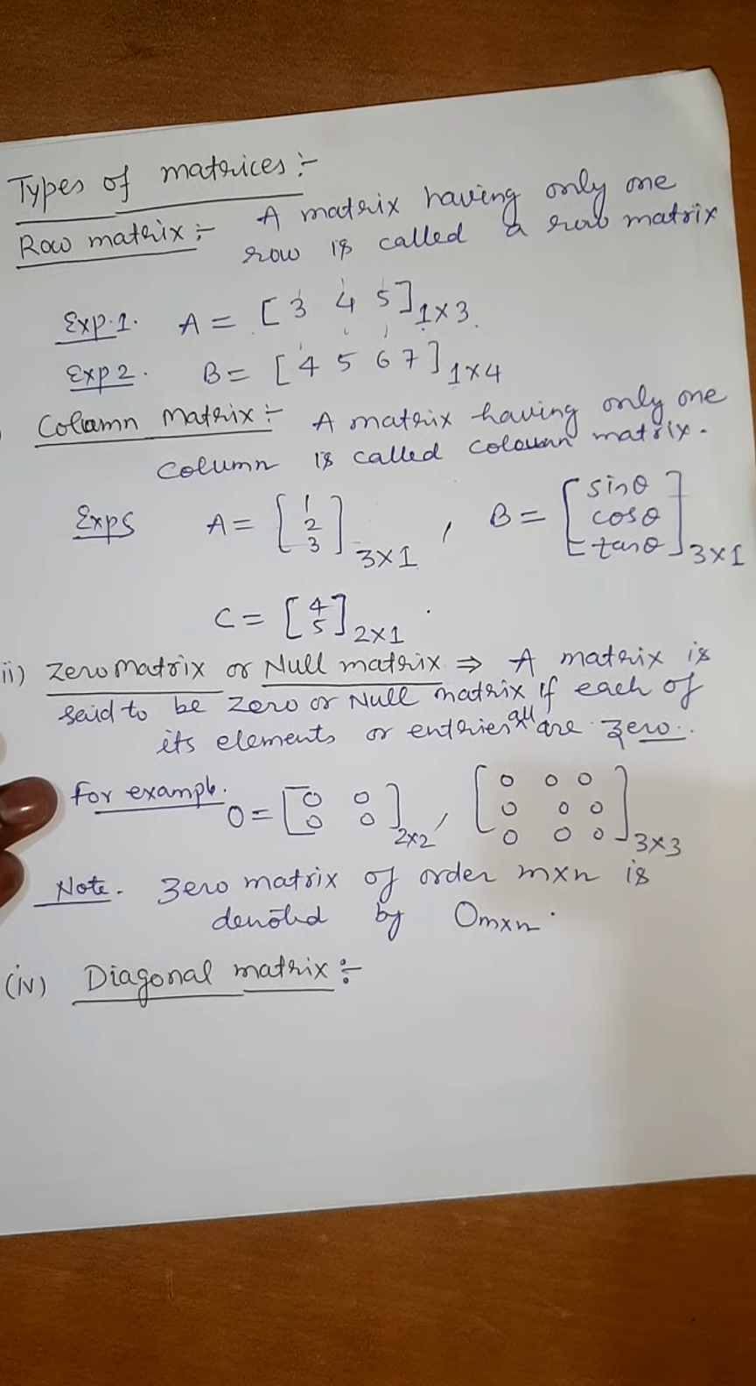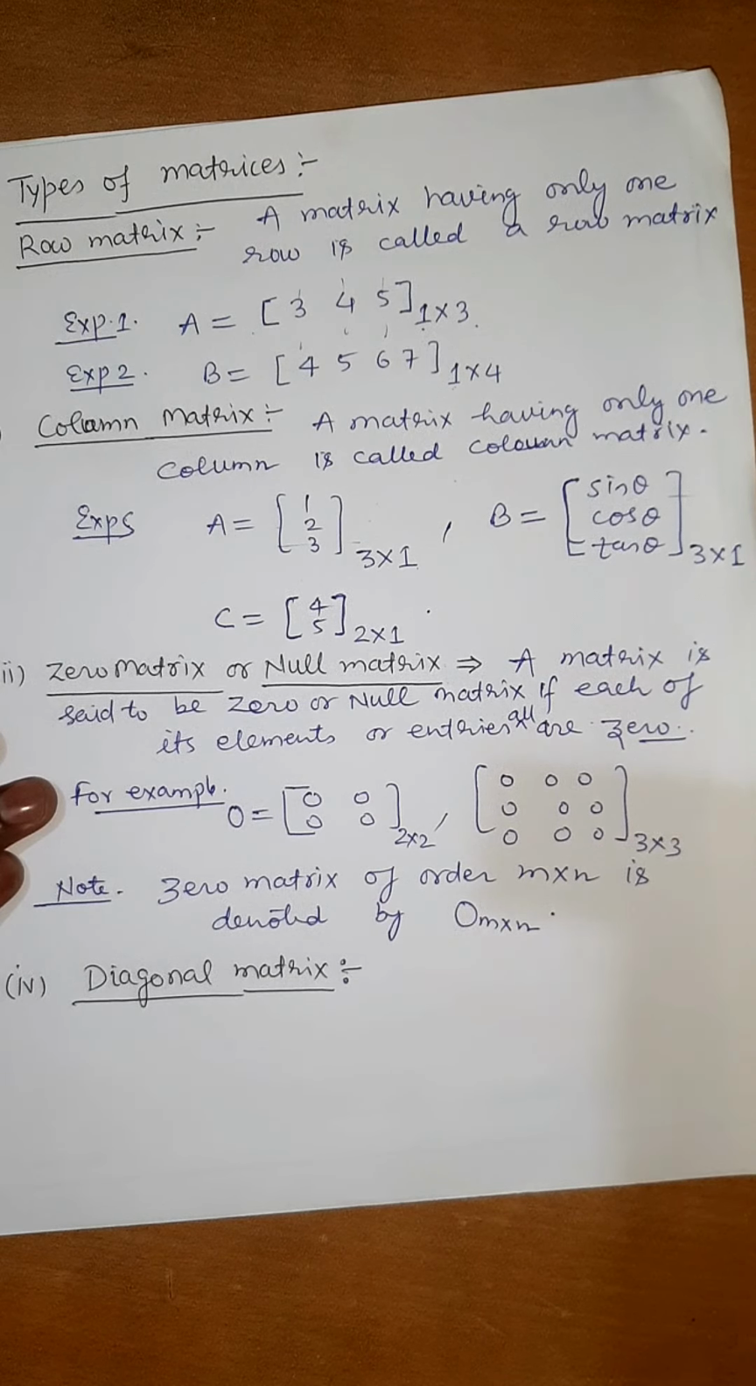Diagonal matrix is a square matrix. A square matrix means a matrix having equal rows and equal columns. It looks like this type, 2 cross 2 and 3 cross 3, of order m cross m or n cross n. So a diagonal matrix is a square matrix. Every diagonal matrix is a square matrix.